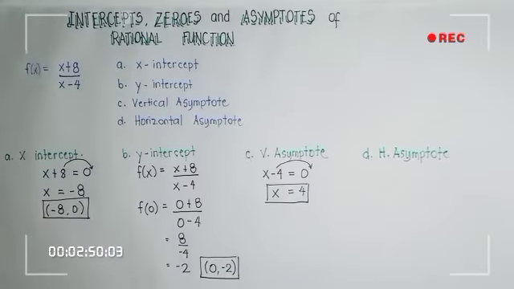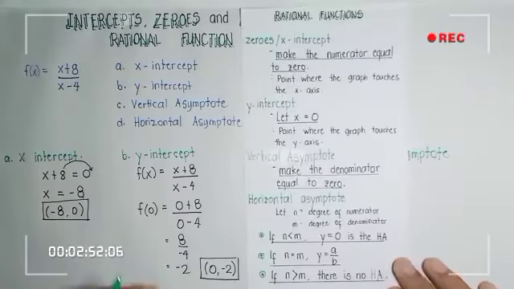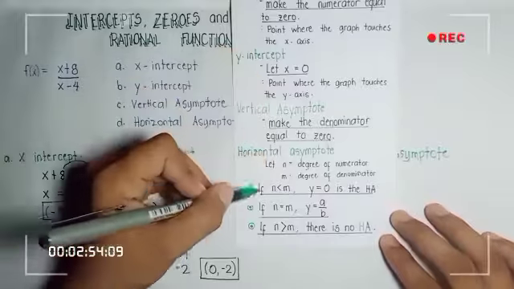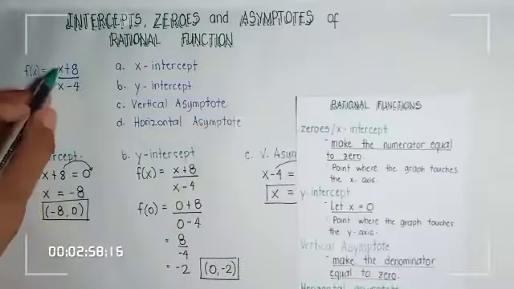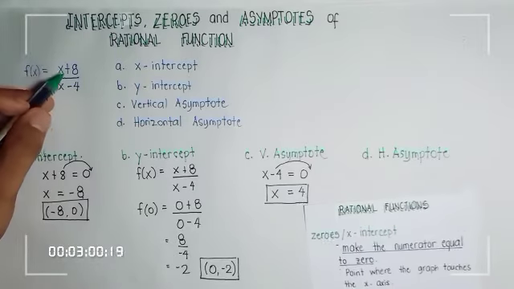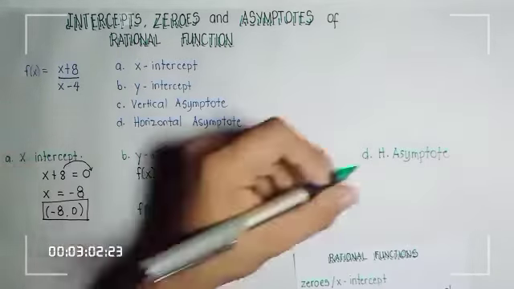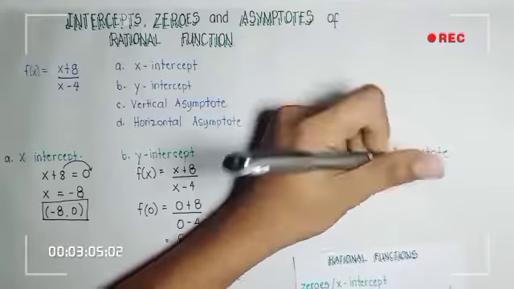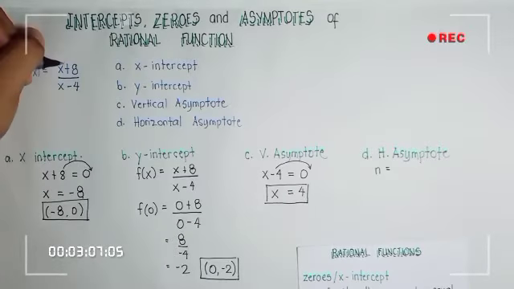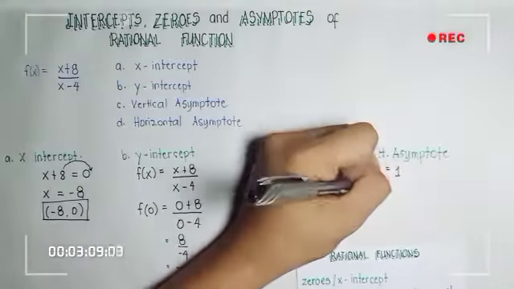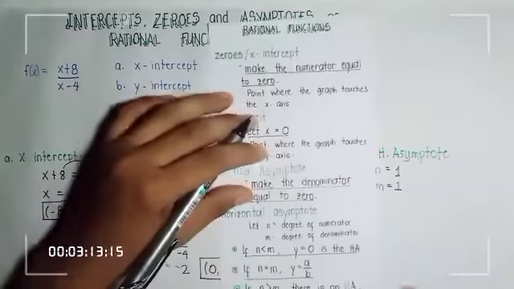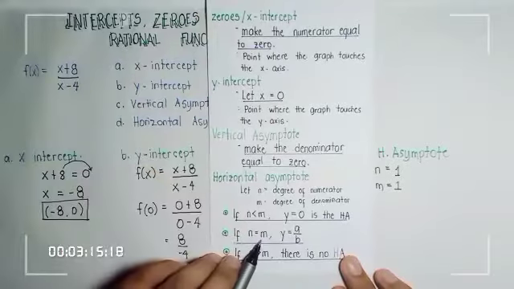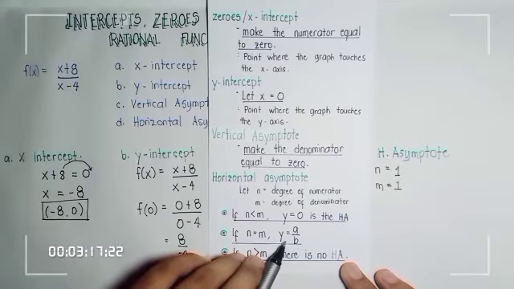For the horizontal asymptote, we have 3 cases here, where n and m are the degrees of the numerator and denominator. First, let us determine the n and m. n is equal to 1, since 1 is the highest exponent of x in the numerator, and the same with the denominator. Therefore, n is equal to m.